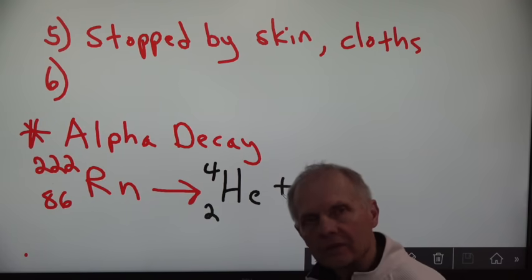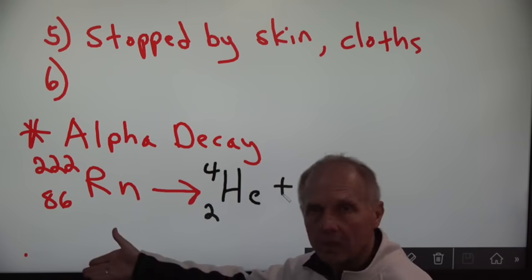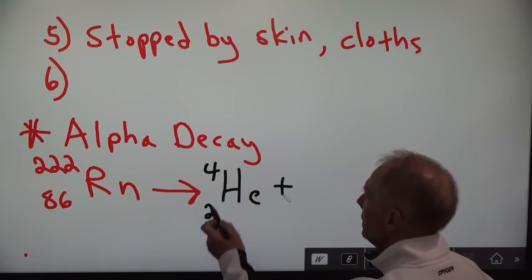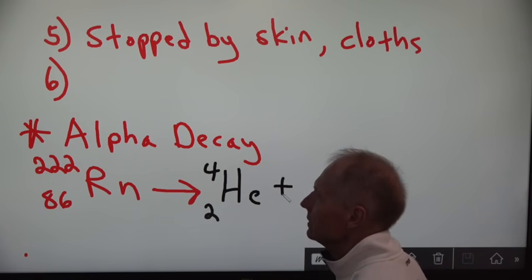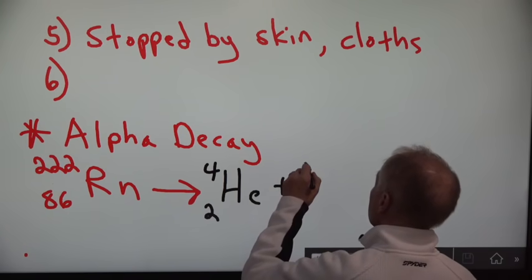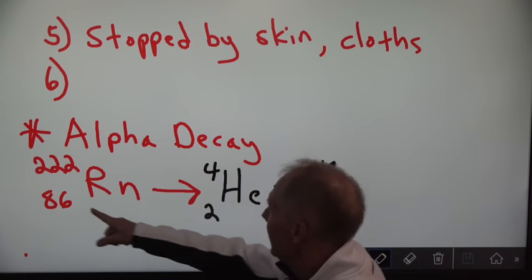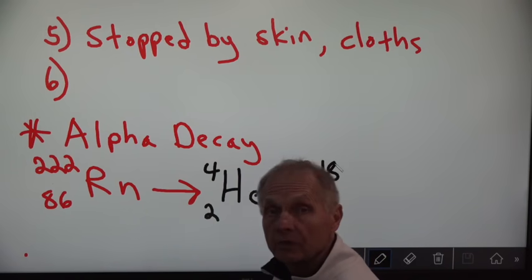So what's left? The masses on the left have to equal the masses on the right. The atomic numbers on the left have to equal the atomic numbers on the right. So look, that 222 lost 4. So now we're down to this 218, and that 86 lost 2 protons, so that goes to 84.